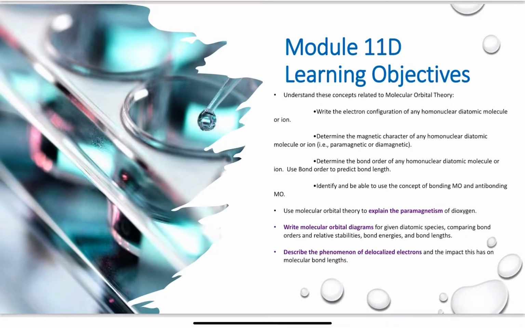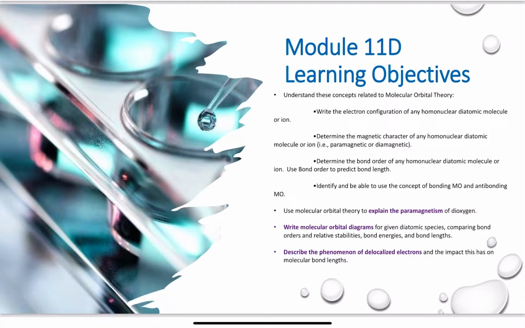So the last module we're going to cover is Module 11D for this chapter, which is molecular orbital theory. You need to think about your electron configurations. Back from the previous chapter we covered electron configurations, and you need to pull that back. You're going to be looking at electron configurations for homonuclear diatomic molecules or ions. So your diatomics, remember those?